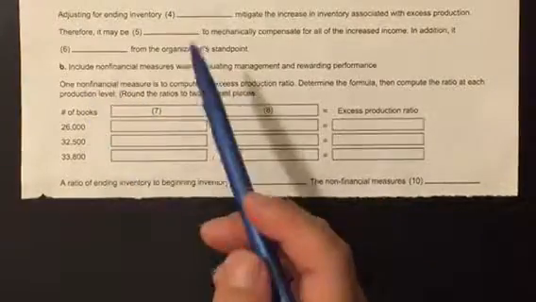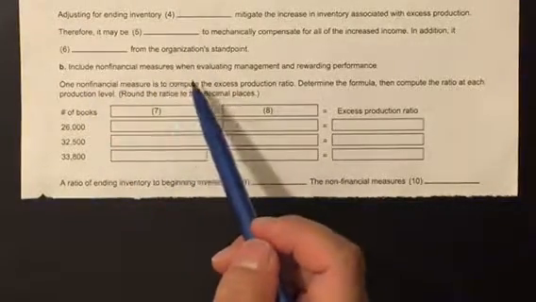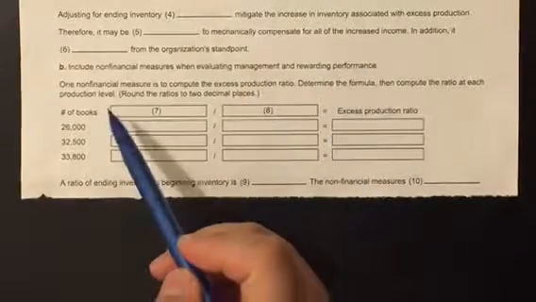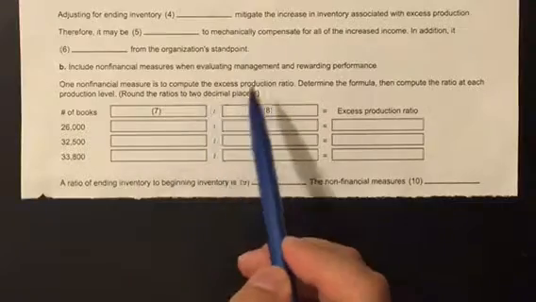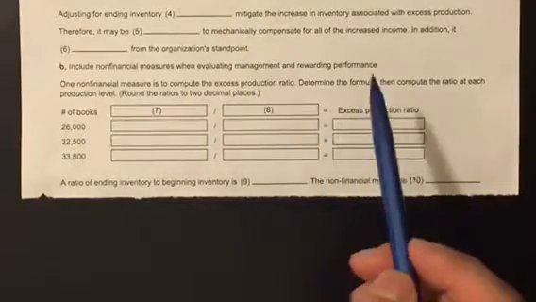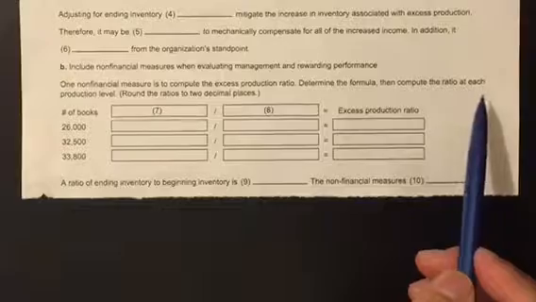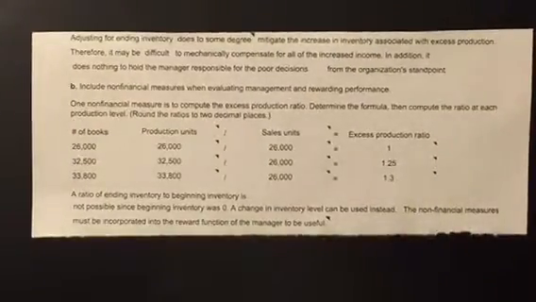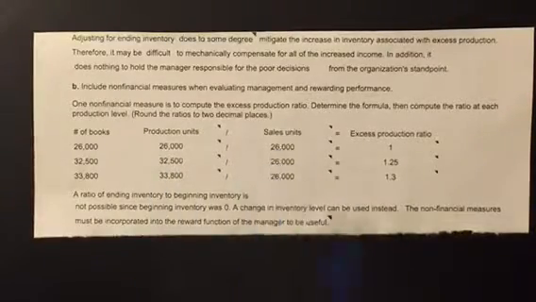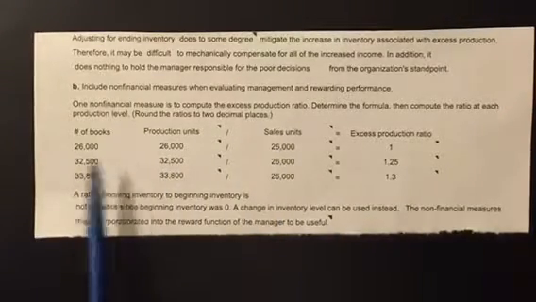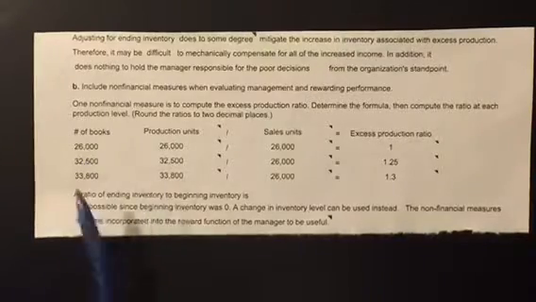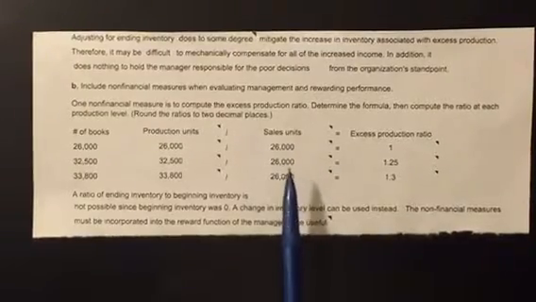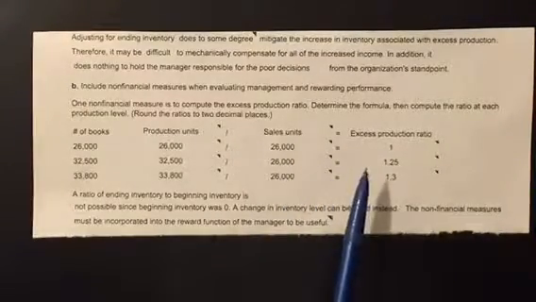Now for B, it says, include non-financial measurements when evaluating management and rewarding performance. One non-financial measure is to compute the excess production ratio. Determine the formula, then compute the ratio of each production level. So in order to find our excess production ratio, we're going to divide our production units by our sales units. So for a number of books, which is 26,000 books, our production unit is 26,000, and our sales unit is 26,000. And that gives us 1.